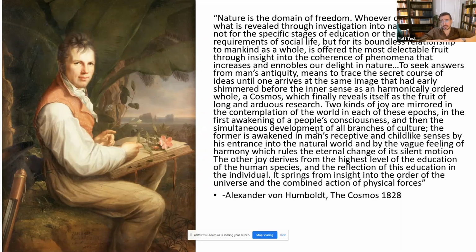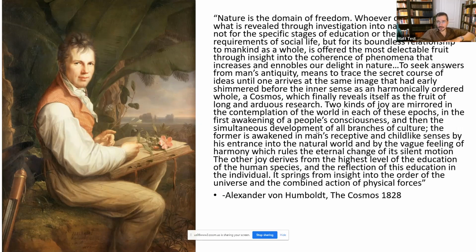So he says, whoever contemplates what is revealed through investigation into natural science, not for the specific stages of education or the individual requirements of social life, but for its boundless relationship to mankind as a whole, is offered the most delectable fruit through insight into the coherence of phenomena that increases and ennobles our delight in nature. To seek answers from man's antiquity means to trace the secret course of ideas until one arrives at the same image that had early shimmered before the inner sense as a harmonically ordered whole, a cosmos, which finally reveals itself as the fruit of long and arduous research.